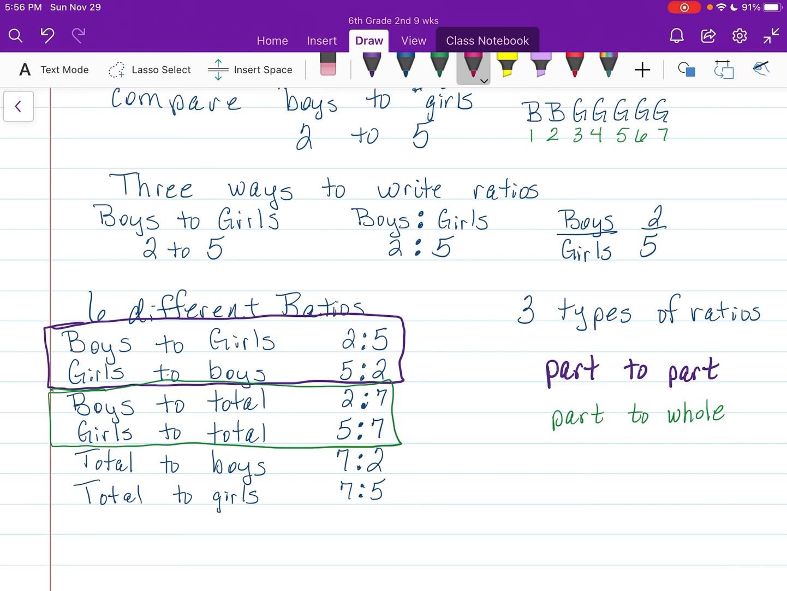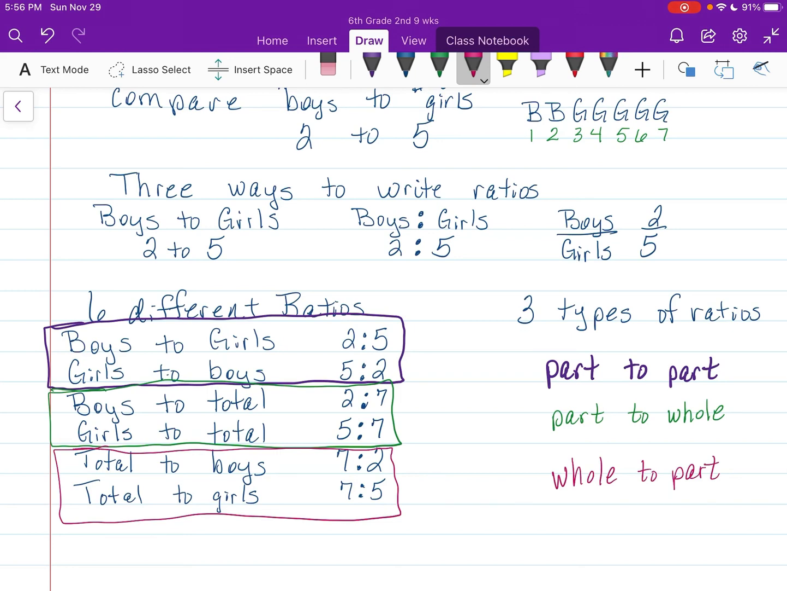And then the last 2, if boys to total and we just flipped it and said total to boys, and girls to total and we just flipped it and said total to girls, then guess what we would call this one? These 2. Yep, we would just flip it. We would say that's whole to part ratio. That's a whole to part ratio. So each type of ratio, there's 2 ratios that you can get from that. That gives us 6 different ratios altogether.